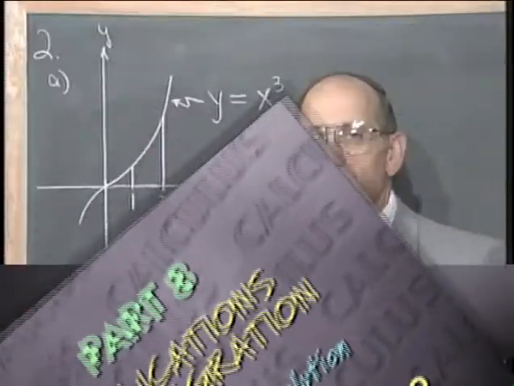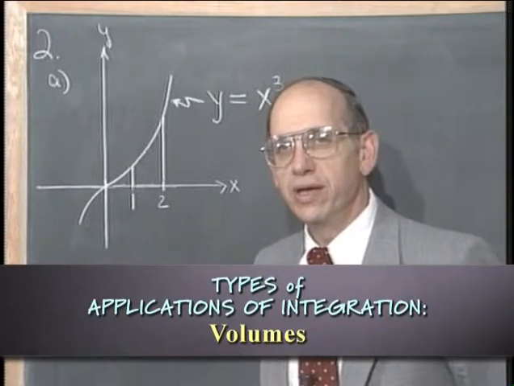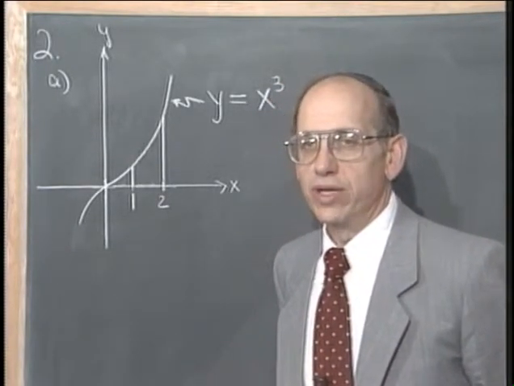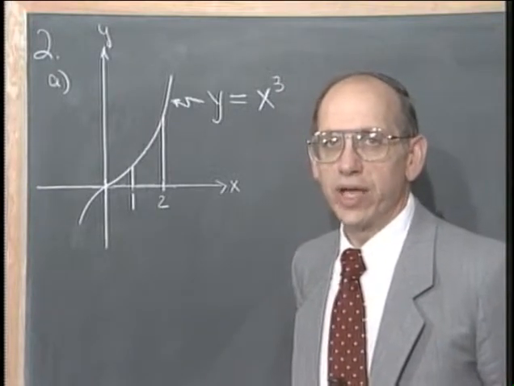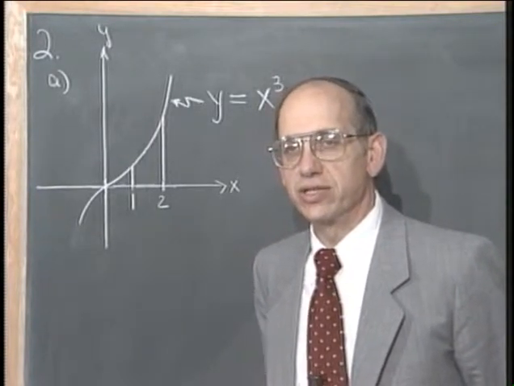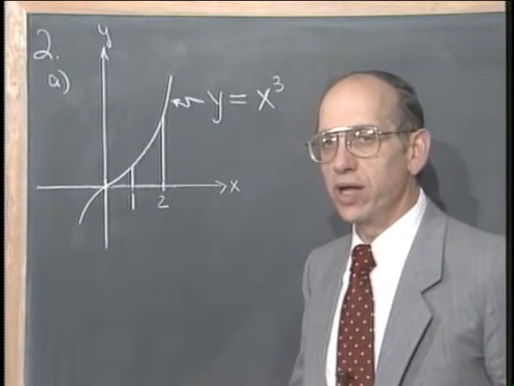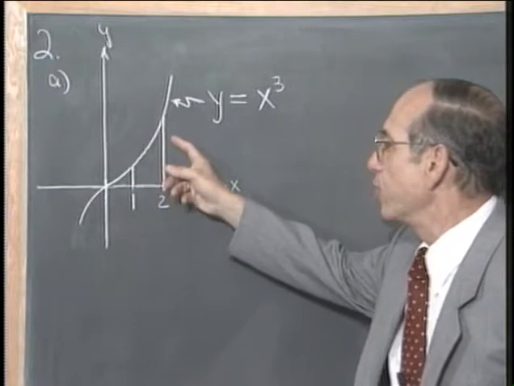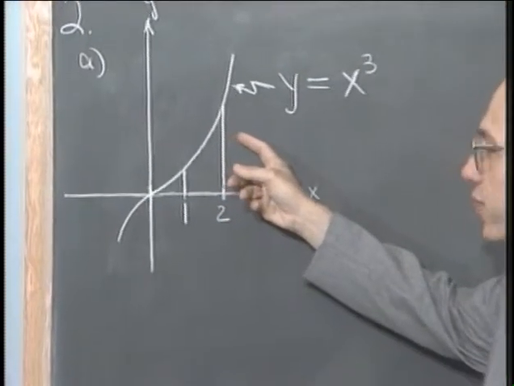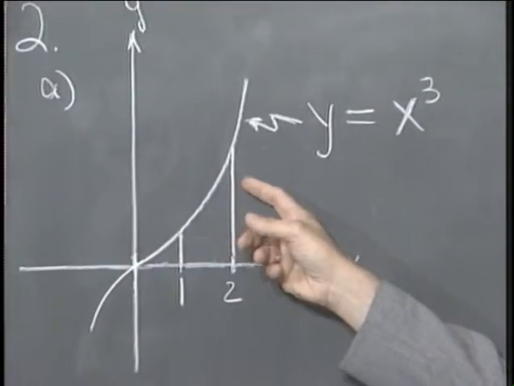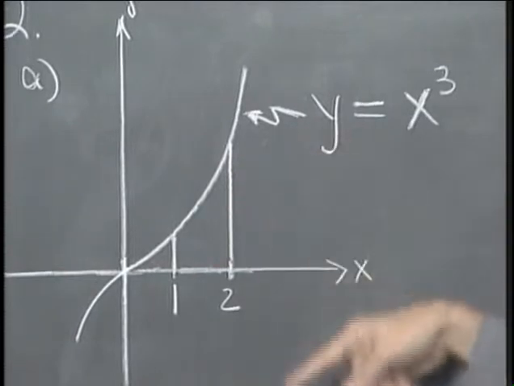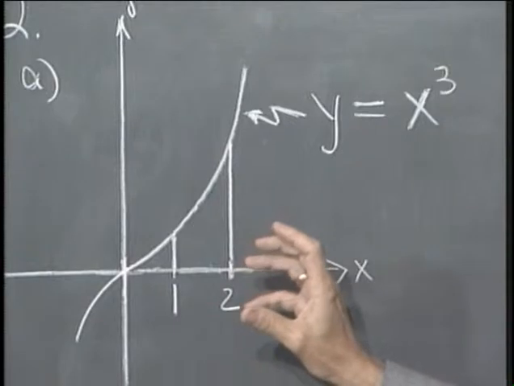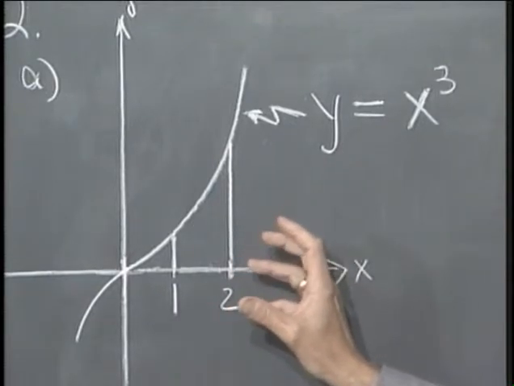Now we're up to volumes. Problem 2a asks us to consider the following example. We take the area under the curve y equal x cubed and above the x-axis between x equal 1 and x equal 2 over here, and we're supposed to revolve this area about the x-axis like this. Revolve it about the x-axis, you're going to sweep out a certain volume. And the question is, what is that volume?